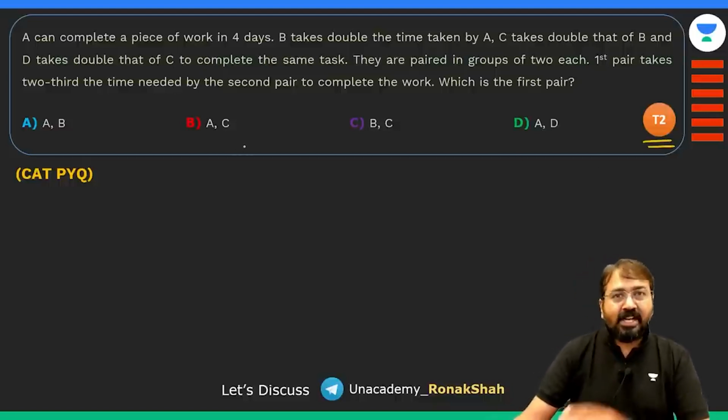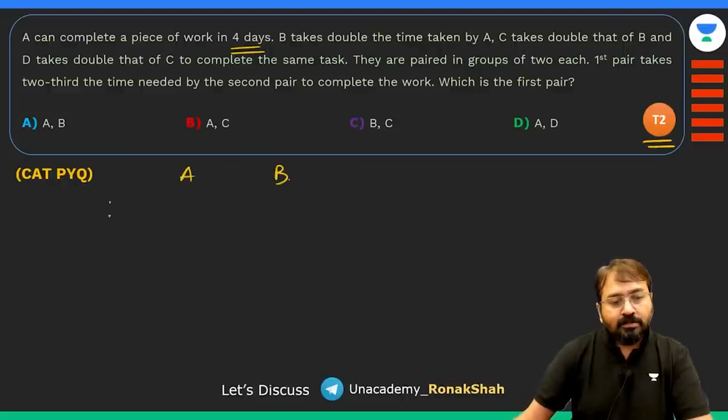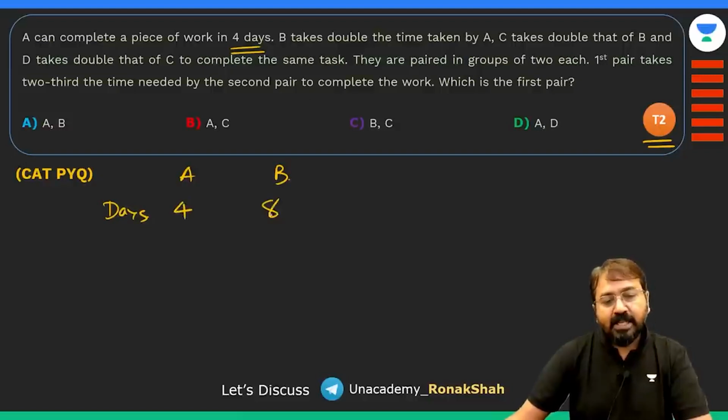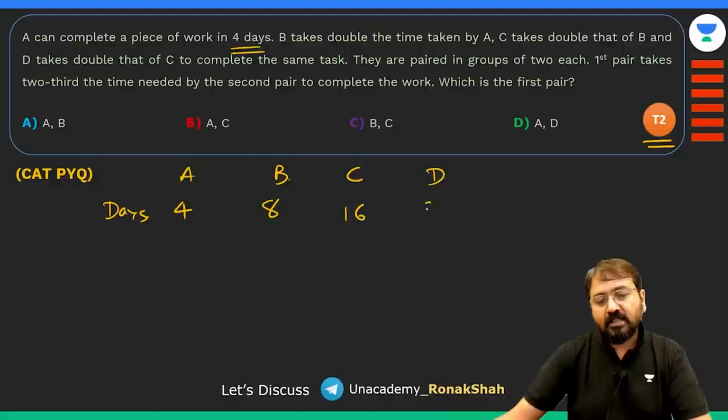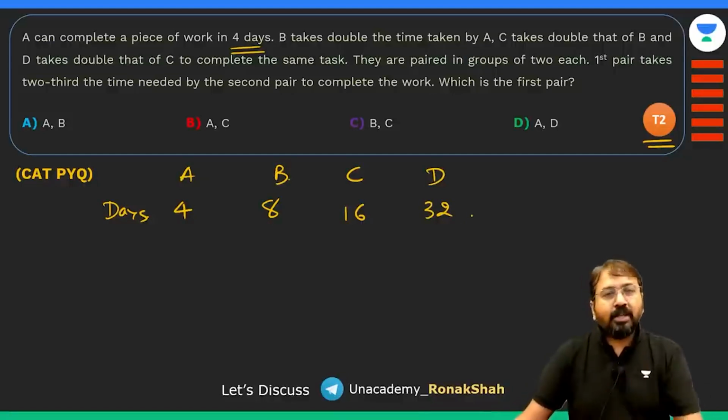This is the T2 variety. The previous one was the T1 variety. T2 variety means we are going to use the concept of efficiency. So A can complete a piece of work in 4 days. Let me just write over here. B takes double the time. So I'm just writing days over here. So A 4 days, B will be taking double, 8 days, C is taking 16 days and D is taking 32 days. Actually, it's not purely based on efficiency. You really don't need to use any formula. It's slightly different.